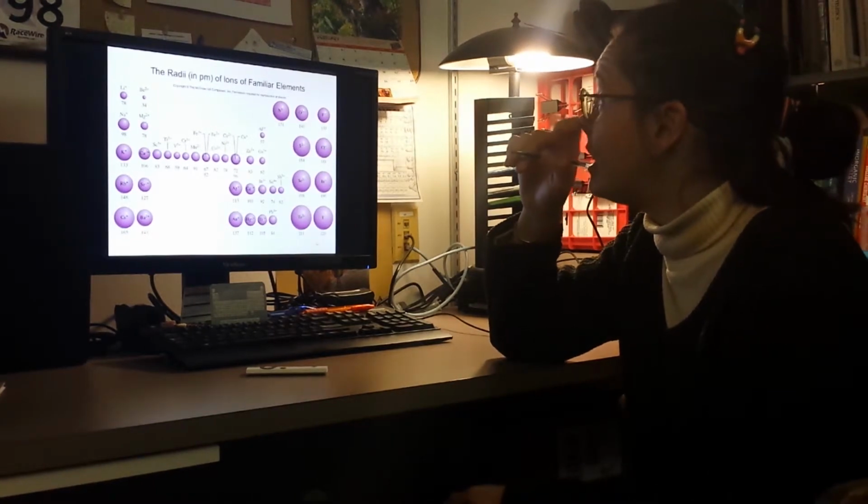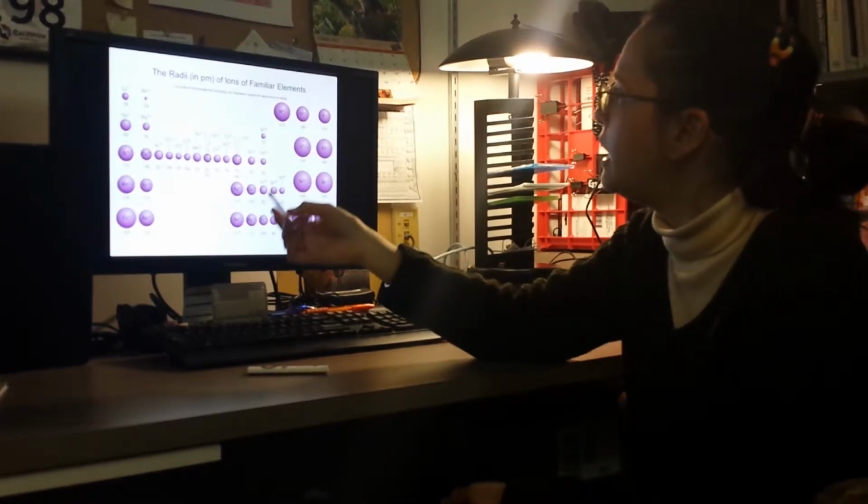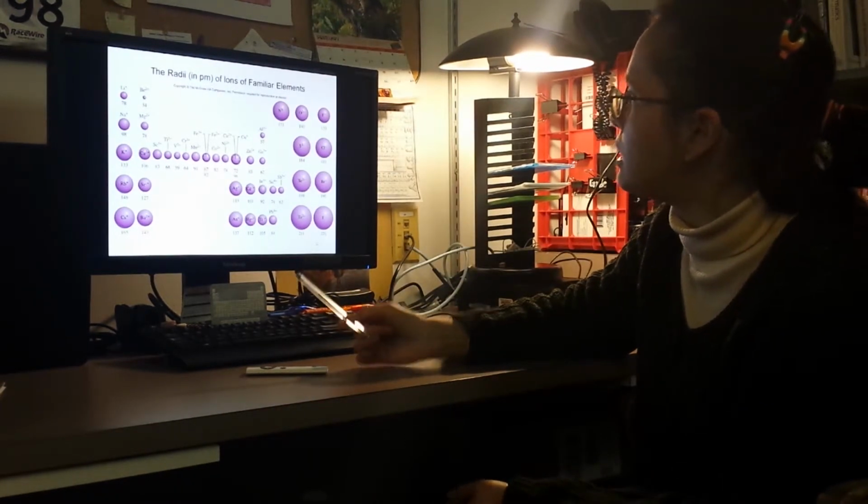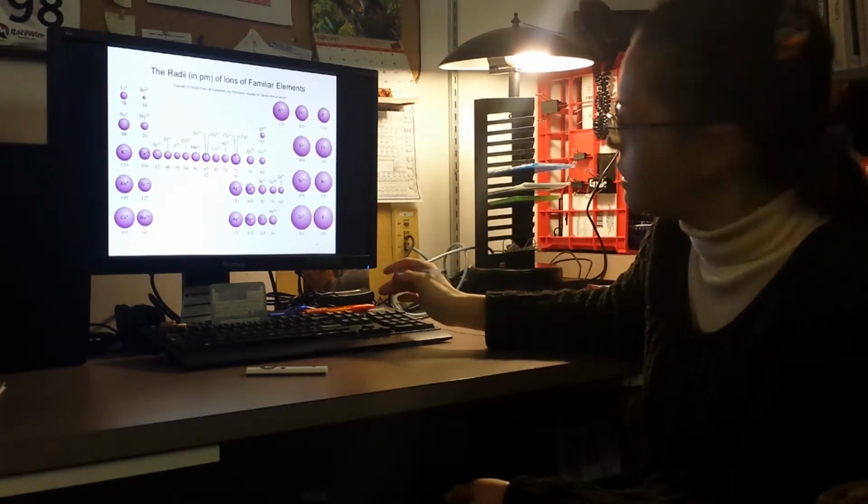Alright, so here are the actual values of the radii in picometers of ions of some of the familiar elements, and so again we can see the trends that we have just mentioned.